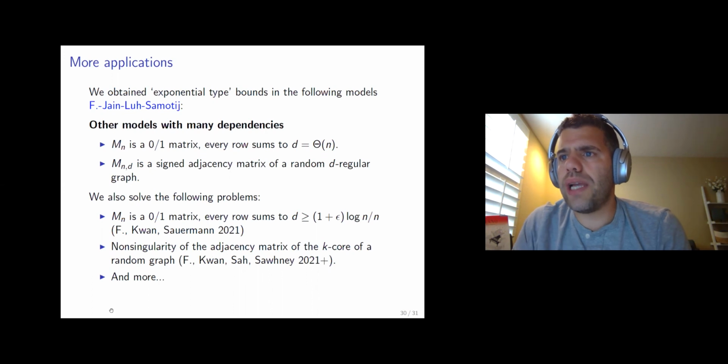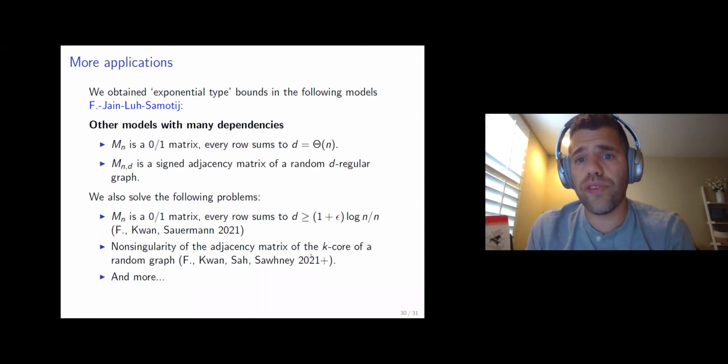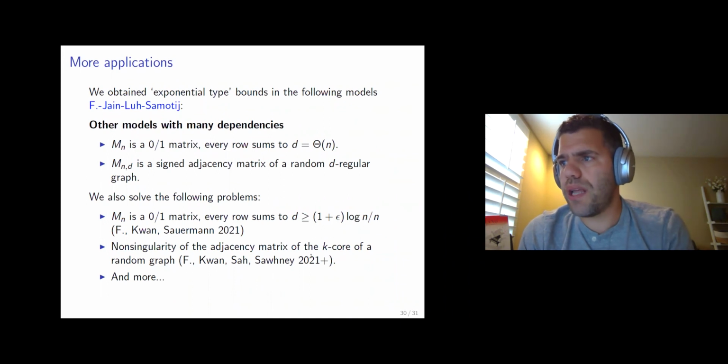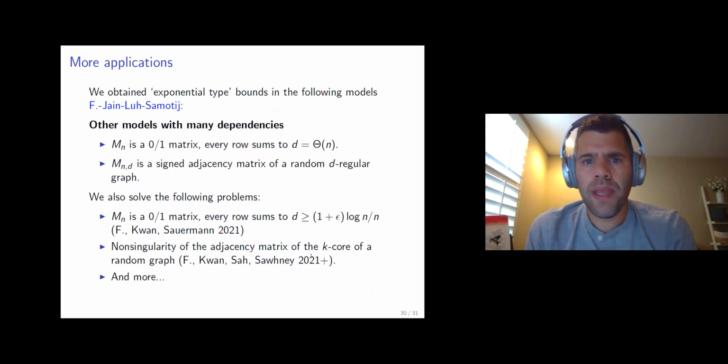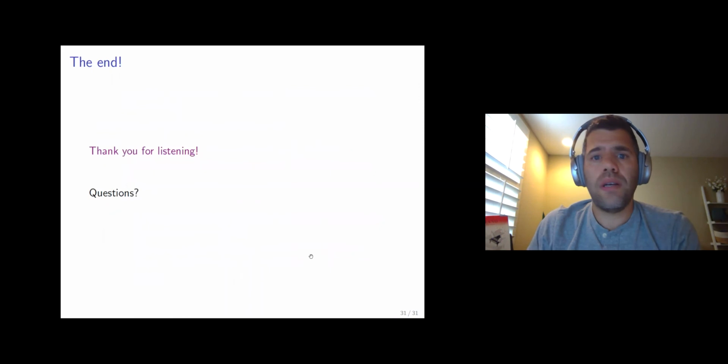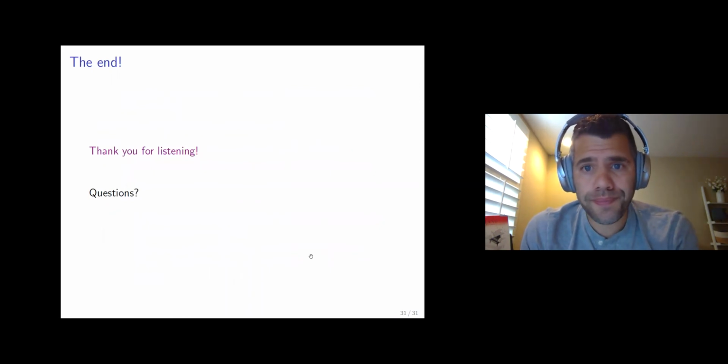And we also tackled now, so we will upload to arXiv probably in the next week, non-singularity for the adjacency matrix of the k-core of a random graph. This is joint work with Matthew Kwan and with Ashwin Shah and Mehtab Sonmez from MIT and more. And that's it.